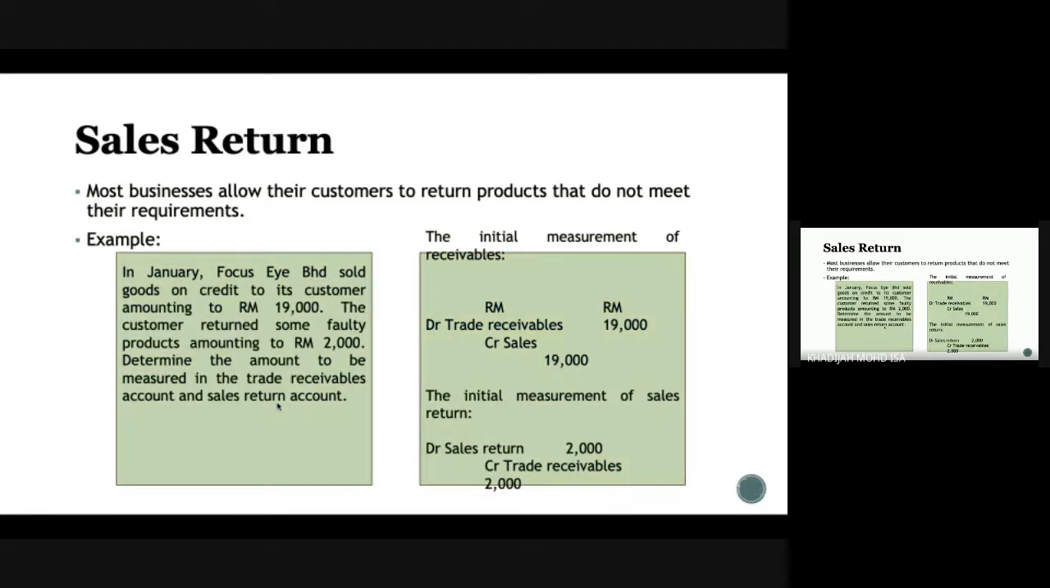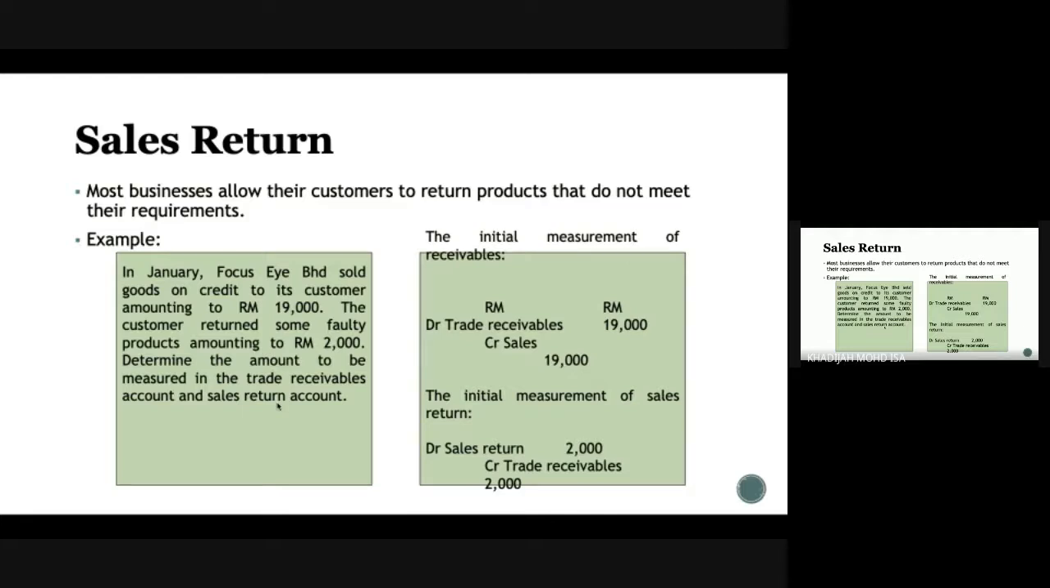All right, sales return. Another one we talk about when you make sales is that sometimes there's a sales return. It means that the customer can return the product that does not meet their requirements. So how are you going to record a sales return? In January, Focus sold goods on credit to its customer amounting to 19,000. The customer returns some faulty products of 2,000. Determine the amount to be measured in the trade receivable account and sales return account.